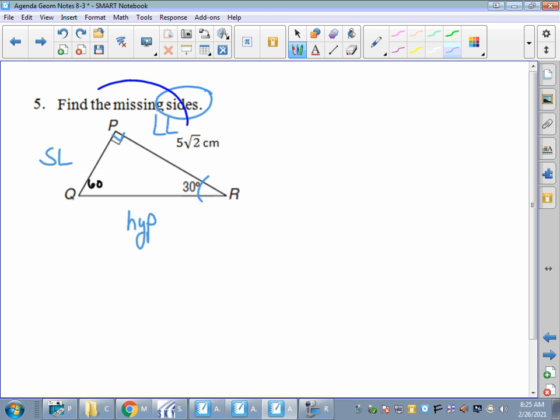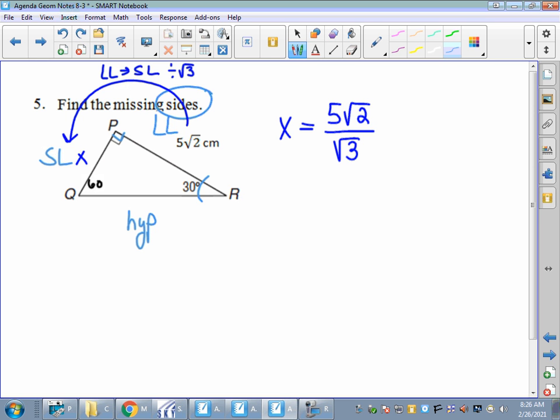So long leg to short leg means what do you do when you do that? Look back at your notes. We divide by a square root of 3. So I'm going to take 5 square roots of 2. I'll just call this x. So x is equal to 5 square roots of 2 divided by a square root of 3.